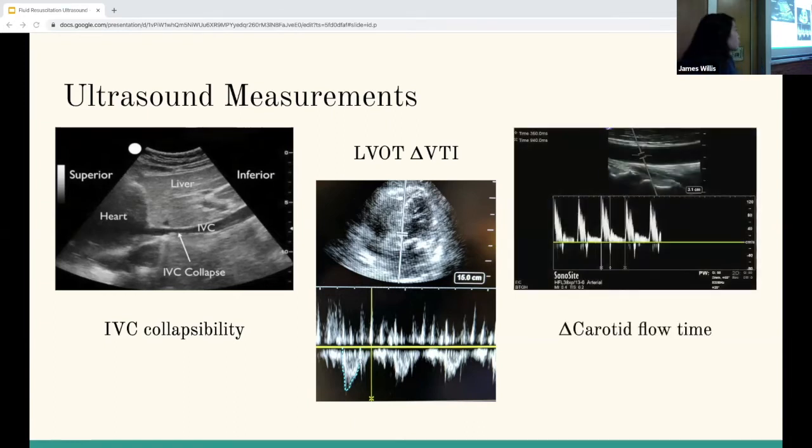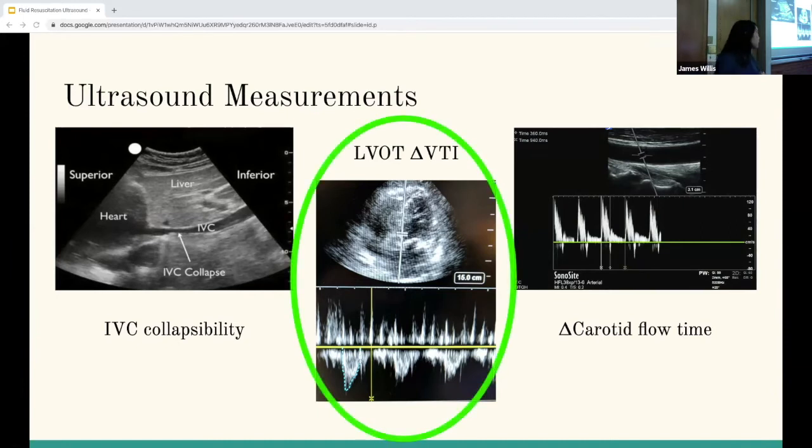Thirdly, something called carotid flow time. I think this is more on the cutting edge, and there's just now emerging evidence on this. But it isn't really well studied yet to make any conclusions at this point. So today's lecture is going to focus on LVOT VTI.